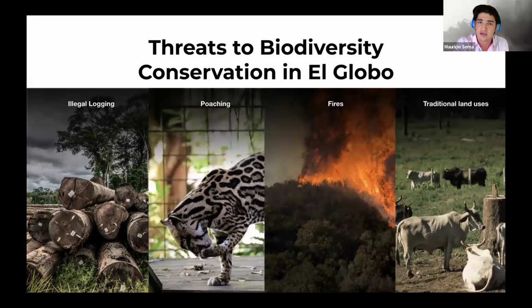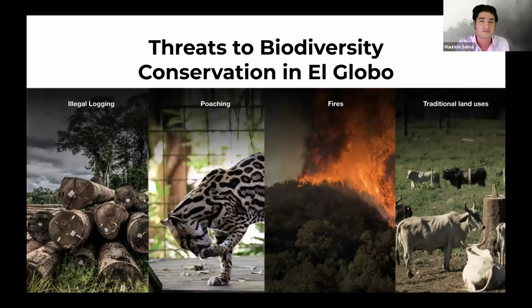This year, when it was really, really hot, back in January, February, we almost had the project burnt by a wildfire, an uncontrolled wildfire. And the other threat is traditional land uses like cattle ranching and agriculture.